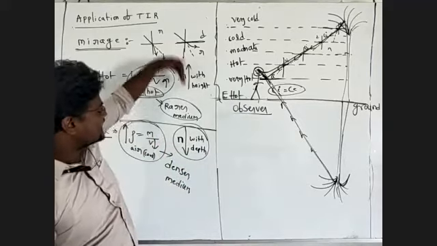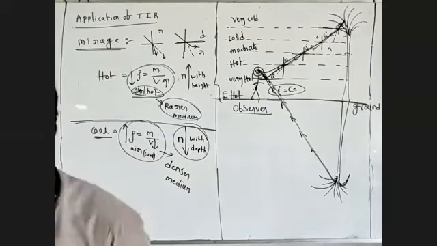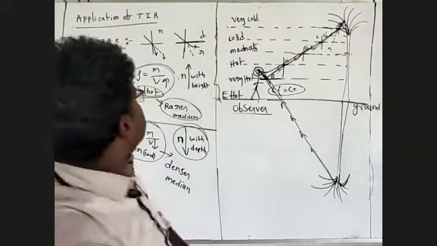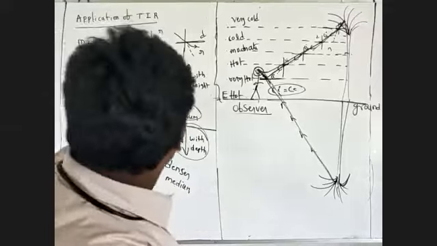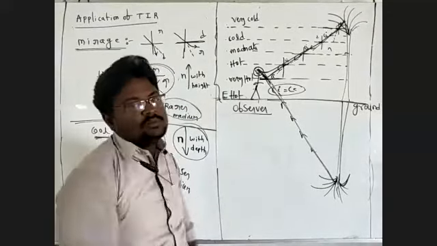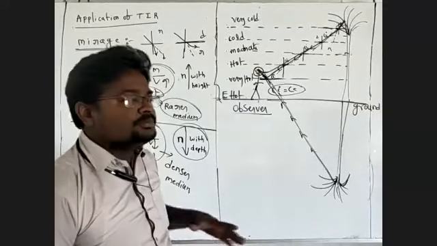This increase and decrease, this variation, is what gives us the illusion. This is the optical illusion. We know this is an application of total internal reflection. A mirage is an optical illusion. What is the meaning of optical illusion?